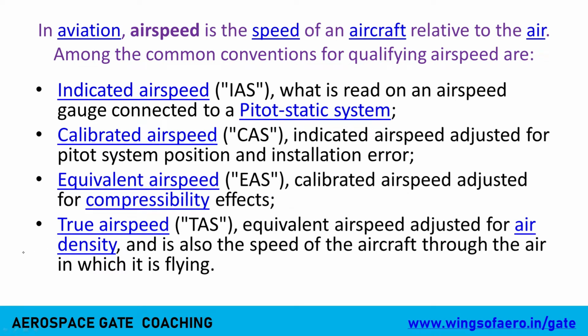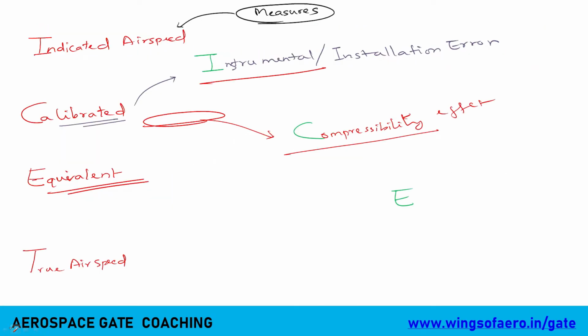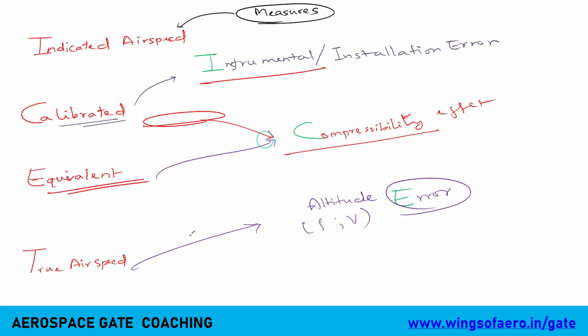Now what is the true airspeed? Equivalent airspeed is adjusted for the air density or speed. So moreover it is changing the altitude error. Again it is covering up the altitude error. So here I will write: altitude, density and velocity error. It is to adjust that.